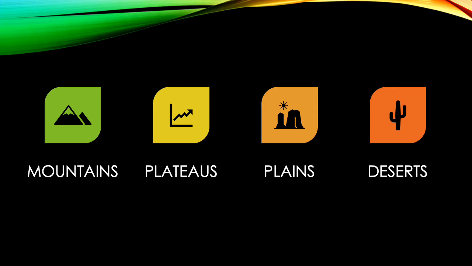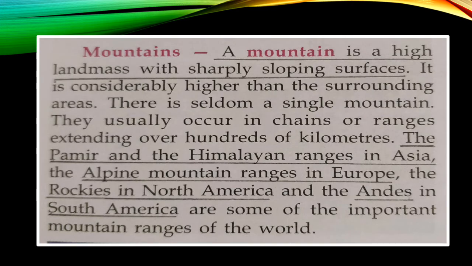So the landform of our earth can vary, and there are four major kinds of landforms which we are going to learn today. They are mountains, plateaus, plains, and deserts. We begin with mountains. A mountain is a high landmass with sharply sloping surfaces. It is considerably higher than the surrounding areas.